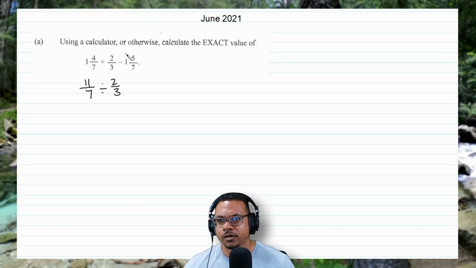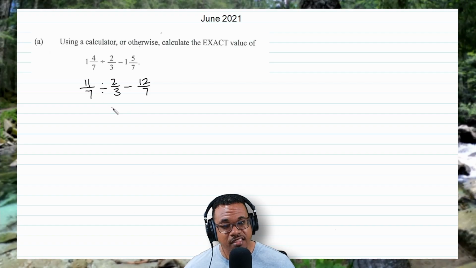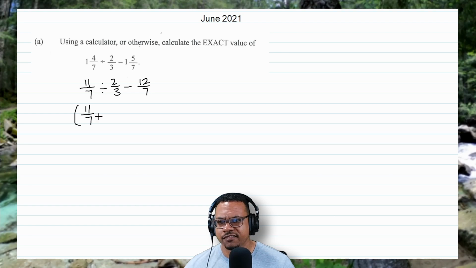And here we have 1 times 7 is 7, 7 plus 5 is 12. So take away 12 over 7. Again, no brackets are given here. We have to apply BODMAS, which means we are going to do the division first. Basically, we do multiplication and division first, then addition and subtraction. So I'll have in brackets 11 over 7 divided by 2 over 3, then take away 12 over 7.